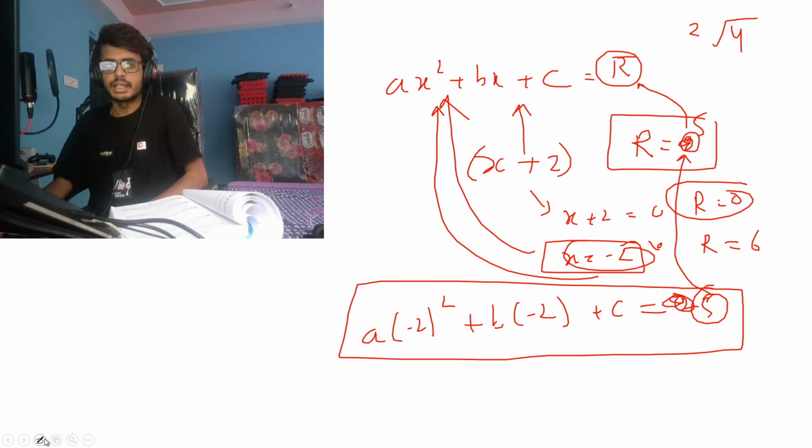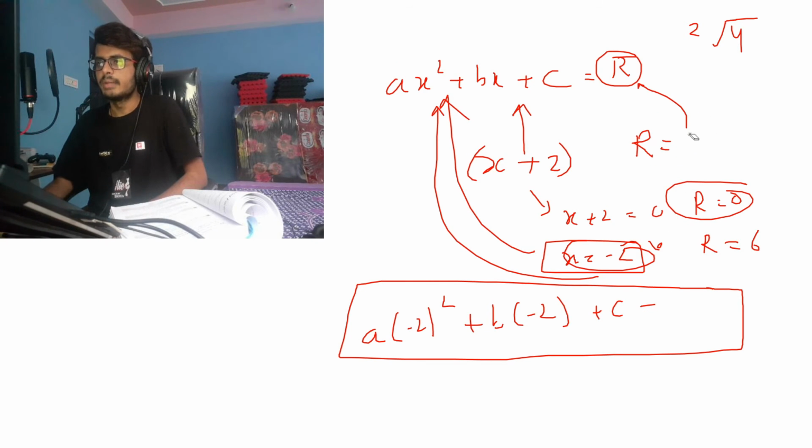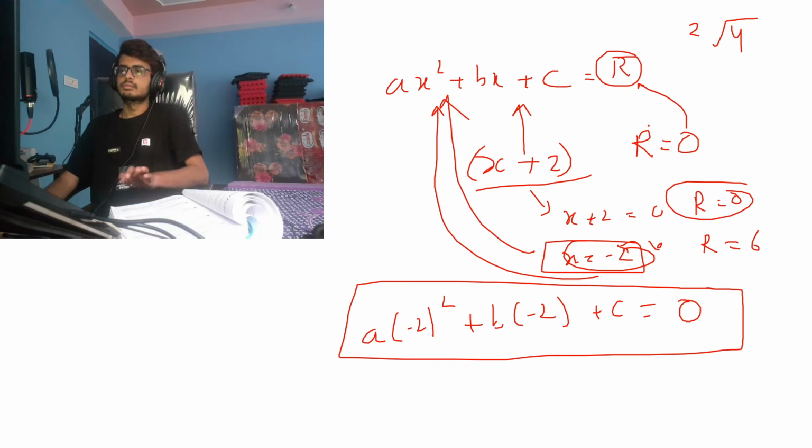Now in this case, the only difference is that in place of the remainder being 5, my remainder is 0, because it is completely dividing the value. So my remainder is 0. So I do the same process. I find the value of x as minus 2. I put the value in the equation, but in place of 5 on the right hand side, I just put 0. Is it clear?